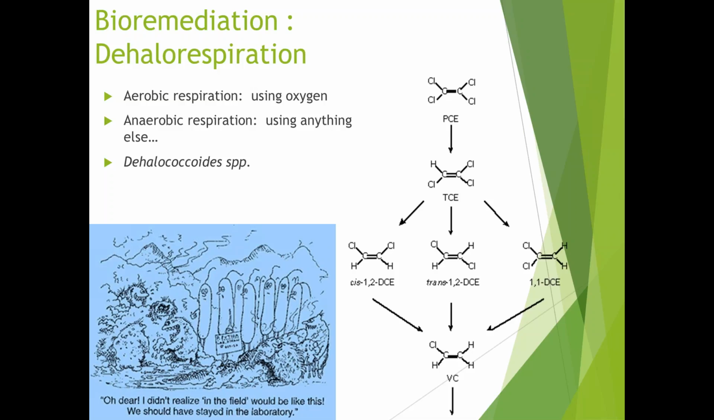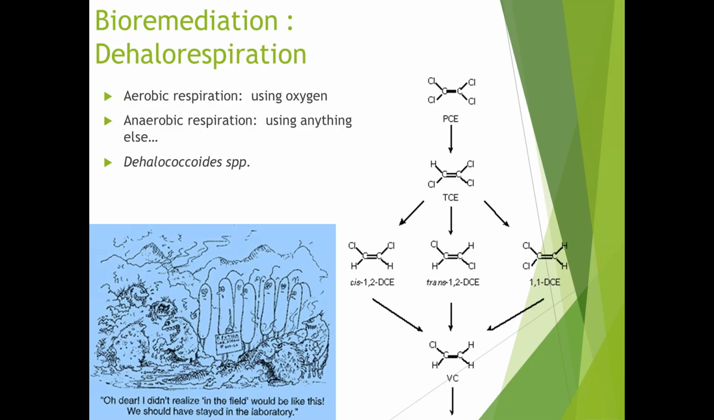Higher life forms on this planet, which includes plants and most humans, utilize oxygen during respiration. This is called aerobic respiration. Now, we are obligate aerobes. We have no choice but to use oxygen. For microbes, though, that's not the case.